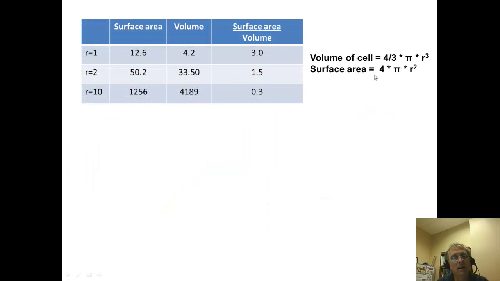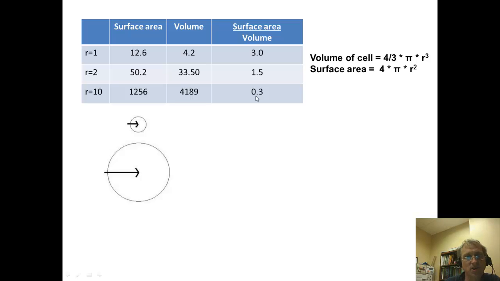This table simply demonstrates that as your surface area begins to increase and your volume begins to increase, because the size of the cell increases here from a radius of 1 to a radius of 10, the surface area to volume ratio does not increase at the same rate.